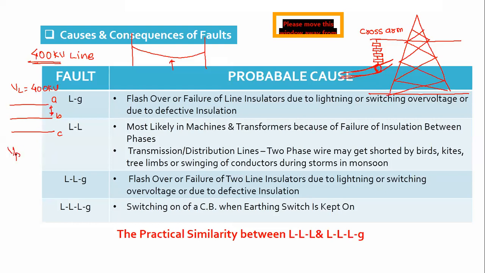So what will be the per phase voltage then? What will be the per phase voltage considering star connection? It is very simple. Yes, 230 kV. Correct, Naresh. 400 by root 3. So per phase voltage is 230 kV.